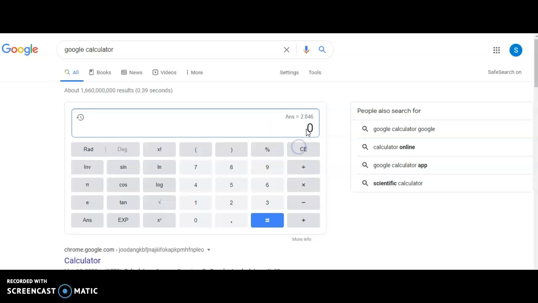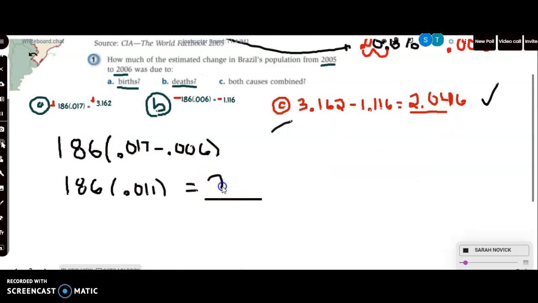So let's clear this out. And we had 186 times 0.011. And we get 2.046. Boom, we got the same answer. So this is just a shortcut way to do it.